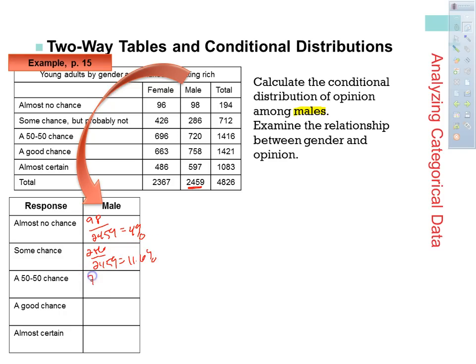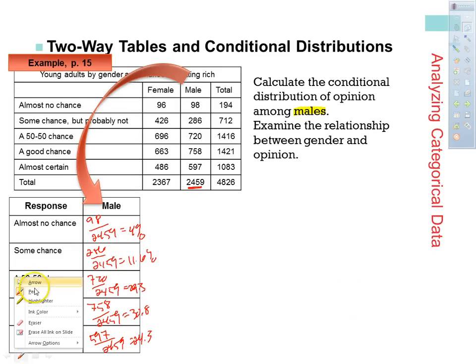And then the 720 by 2459, and then the 758 by 2459, and then the 597 by 2459, and then we get all of these percentages. And again, I feel pretty comfortable that you can punch buttons in a calculator. Nothing too fancy here. Okay, so there's your conditional distribution of opinion for the males, right?